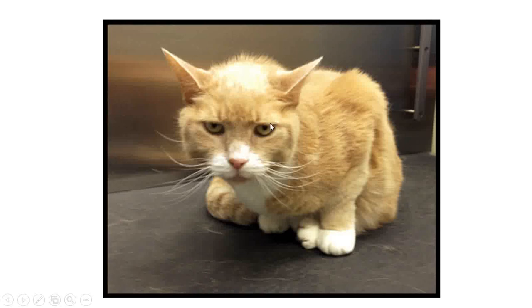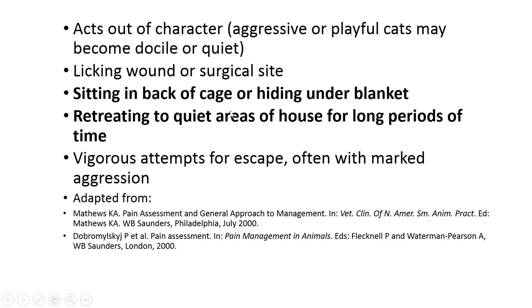This cat's eyes are squinted. His ears are down. His head's up. He's not comfortable. Out of character, aggressive or playful cats may become docile or quiet, and docile, quiet cats may become aggressive. They'll sit in the back of the cage if they're in a hospital situation, hide under a blanket if they're in a home. They'll hide under the bed. You won't see them for several days. They don't want to be around people. And sometimes they try to escape, to get away from the home because they think something in the house is hurting them.